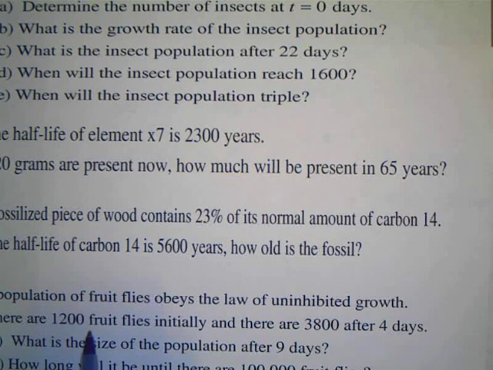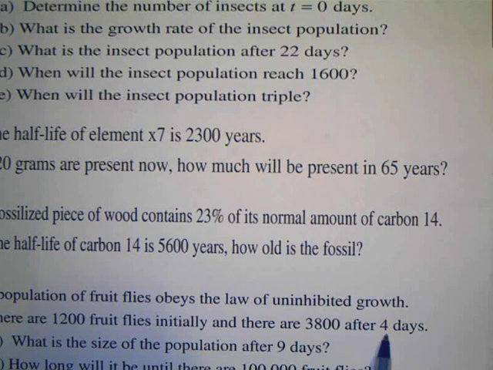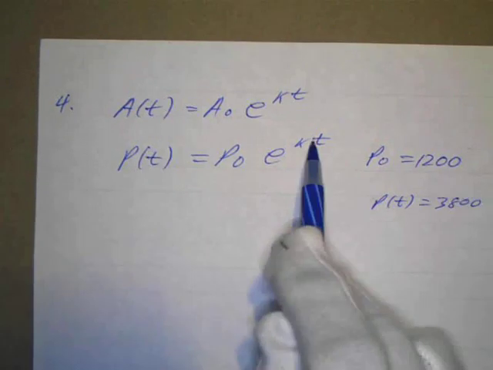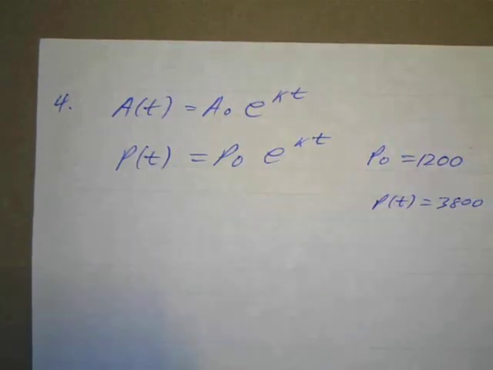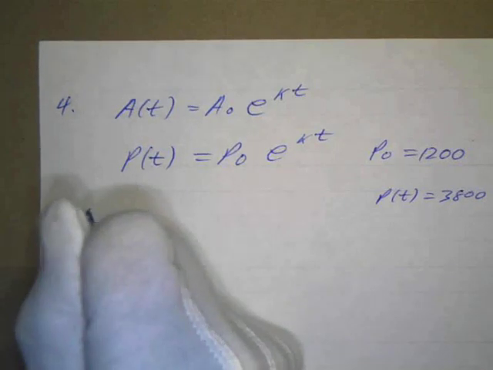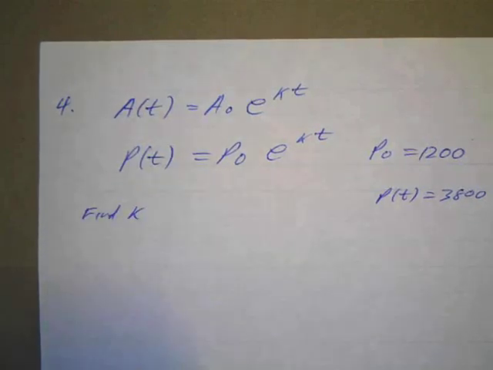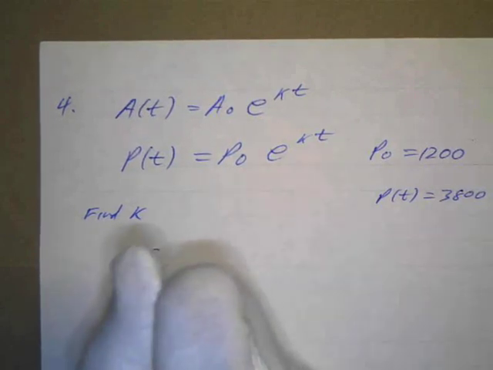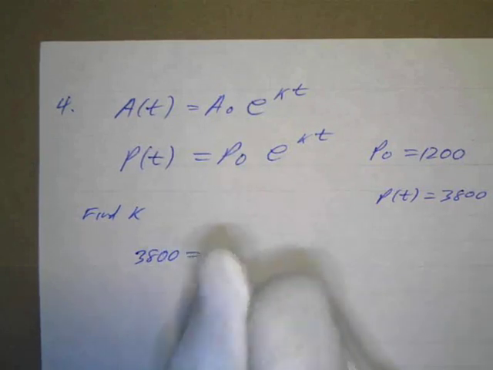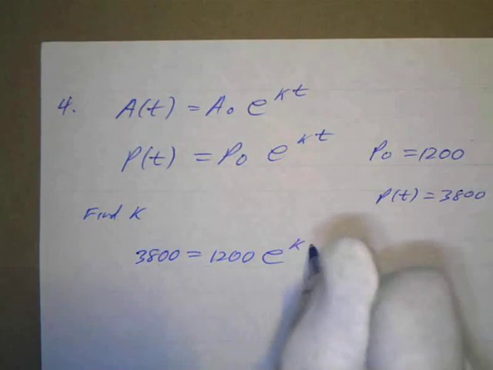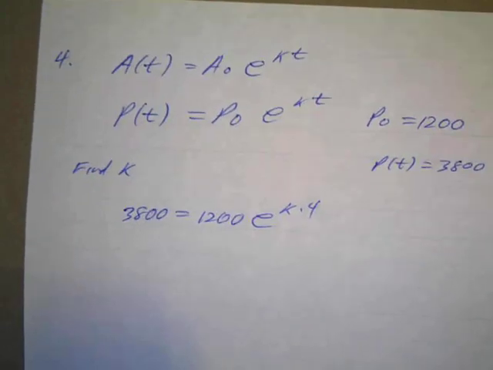There are 1,200 fruit flies initially, and there are 3,800 after 4 days, so we can find the k that way. So remember, we have to find the k because we need that to finish off the formula. Otherwise, we'll be having one too many unknown elements. So we'll find the k first. I've got 3,800. My P sub 0 is 1,200. And I've got e to the k, which I don't know, but I know t is 4. So I should be able to find out what k is that way.